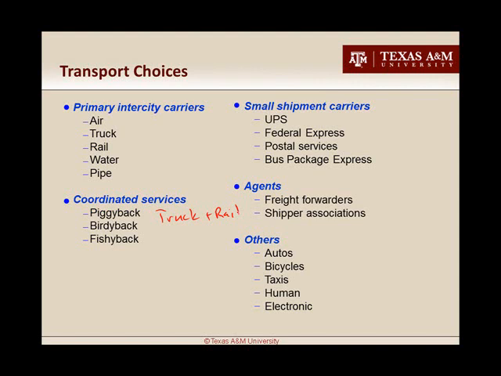Freight forwarders, these are basically intermediaries. They bring customers and transportation companies together. They match them, and for that service they get paid. You can have some shipper associations, customer associations. All of those are going to be your agents. And finally, we can use cars, bicycles, taxis, human and electronic forms of transportation.